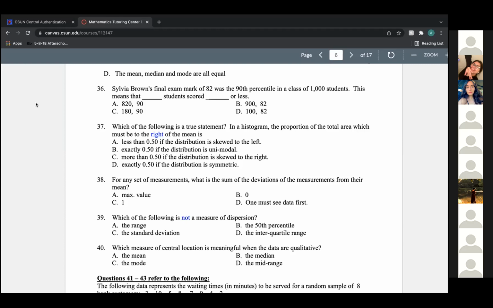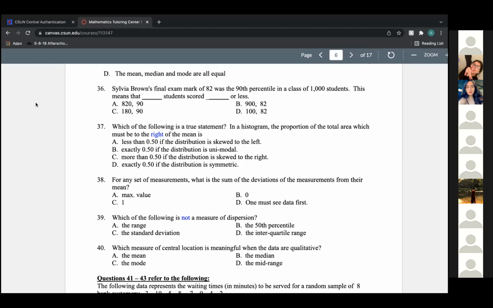37. Which of the following is a true statement? In a histogram, the proportion of the total area which must be to the right of the mean is A, less than 50% if the distribution is skewed to the left. Well, if it's skewed to the left, then the mean is pulled to the left more than the median, which means it's going to be more than 50%. So that's not right. B, exactly 50% if the distribution is unimodal. Not necessarily, the mode could be anywhere. So that doesn't make sense.